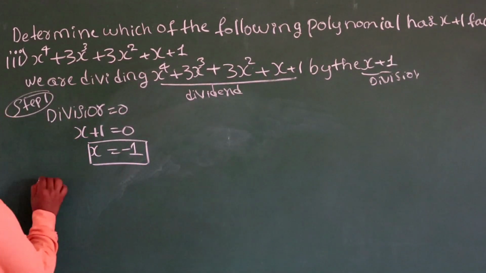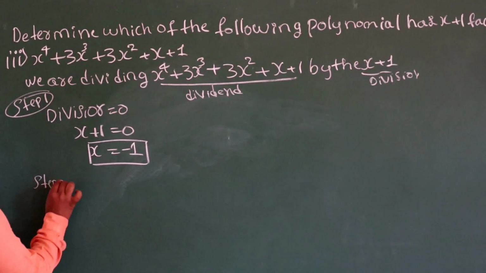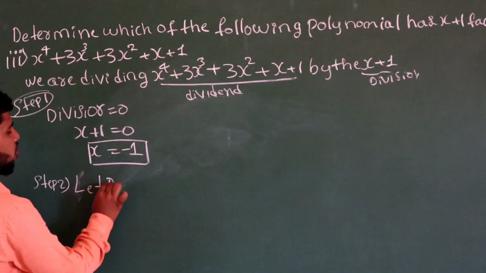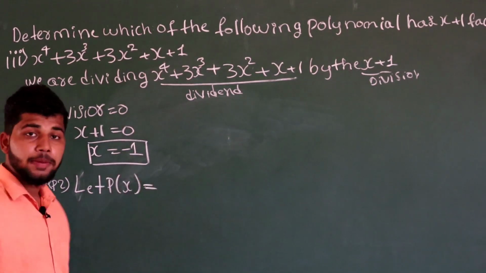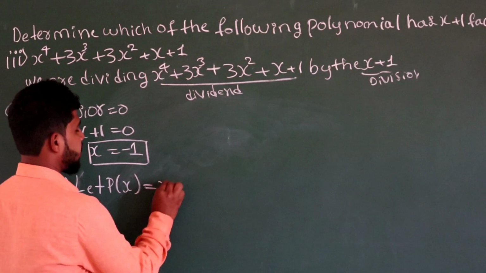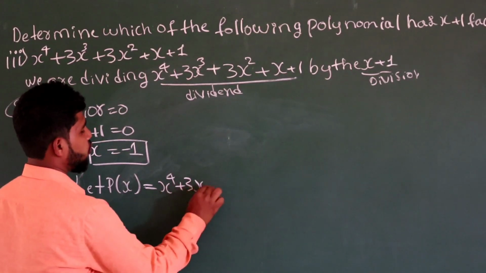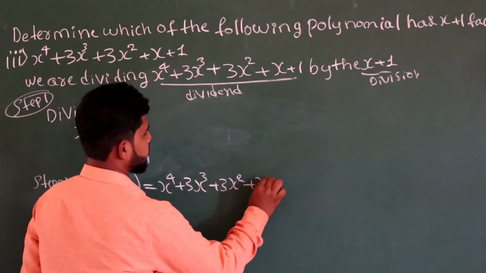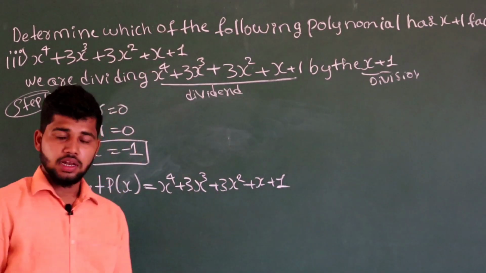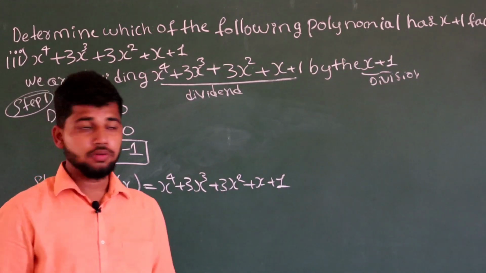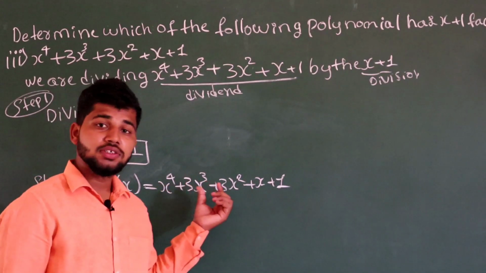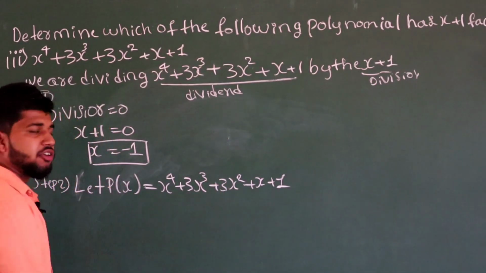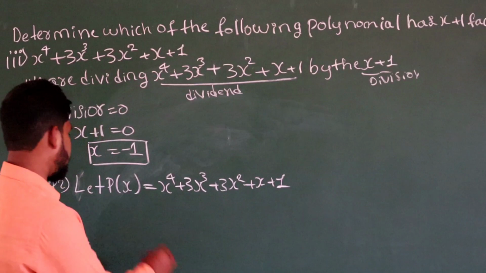Now, step 2: let p of x be equal to x raised to 4 plus 3x cube plus 3x square plus x plus 1. Now, we already know the x value. What is the x value here? X is equal to minus 1.